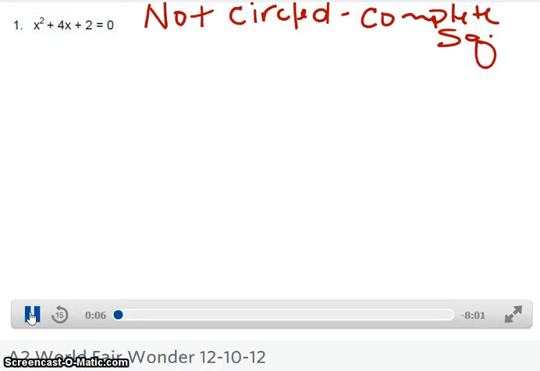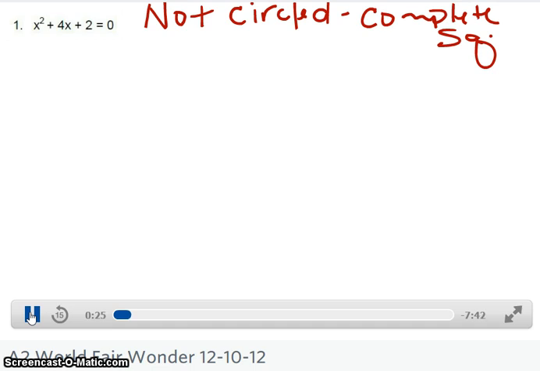You are going to do the worksheet called World Fair Wonder today. You have 20 questions on there. If the question number is circled, I want you to solve using the quadratic formula. If it is not circled, I want you to solve by completing the square.